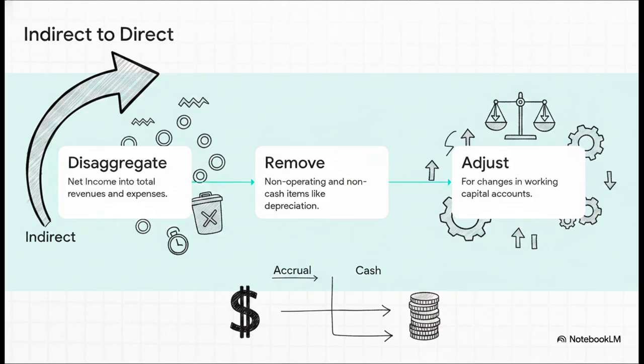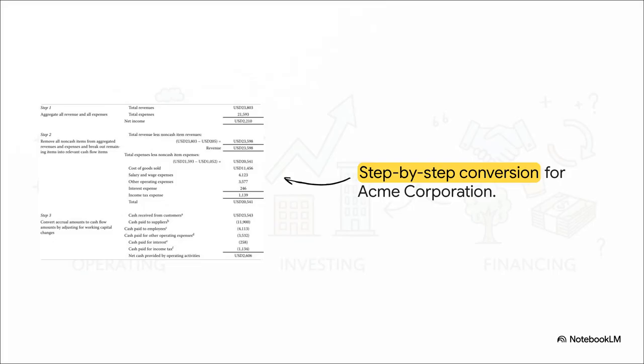It's a three-step process. First, disaggregate net income back into total revenues and total expenses. Second, strip out any non-operating and non-cash items, like that depreciation we just talked about. And third, adjust for changes in your working capital accounts. Let's see how this builds in practice for our fictional company, Acme Corporation.